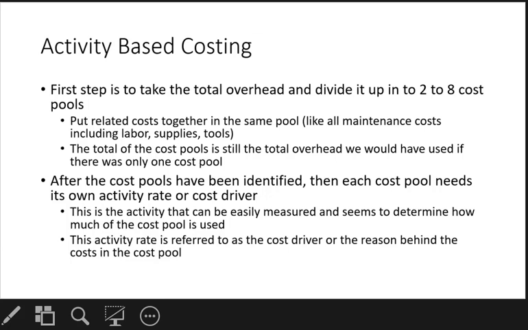So if you added up our cost pools, they would still be the same total as if we were using one plant-wide rate. We're not finding new overhead. We're taking the same dollars and just dividing them into smaller pieces to better understand them. So once we have our cost pools, let's say we have 3 of them, each cost pool needs its own activity or cost rate or cost driver. What is the activity that this company does that makes that particular part of the overhead go up or down?